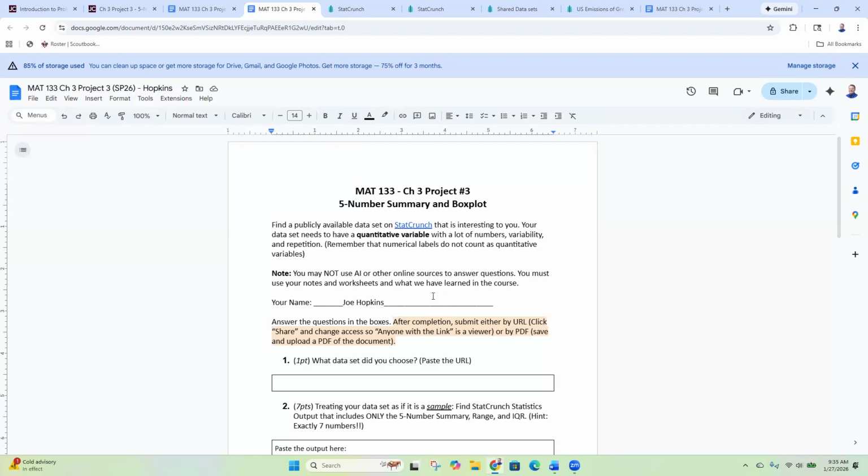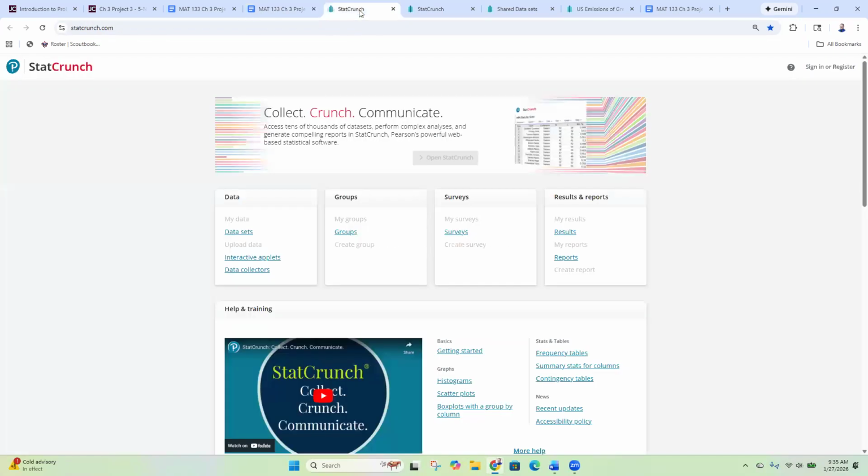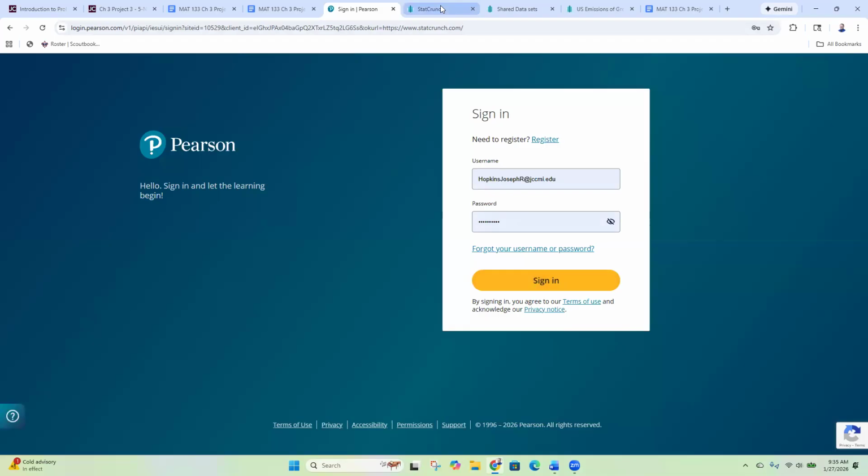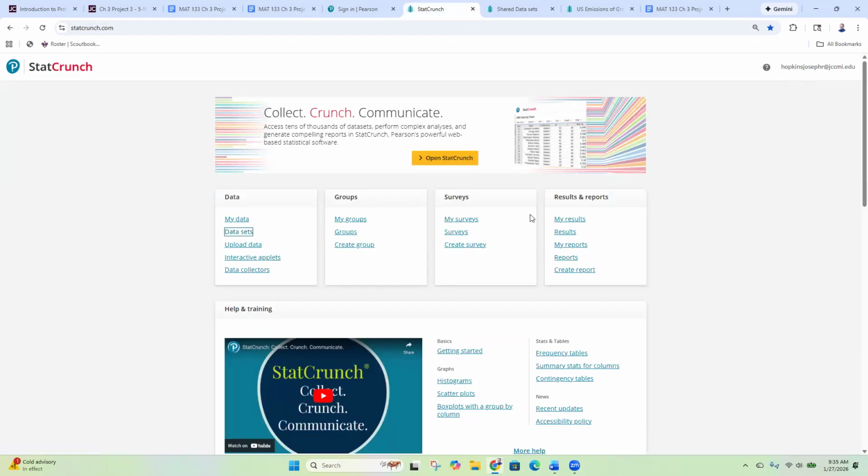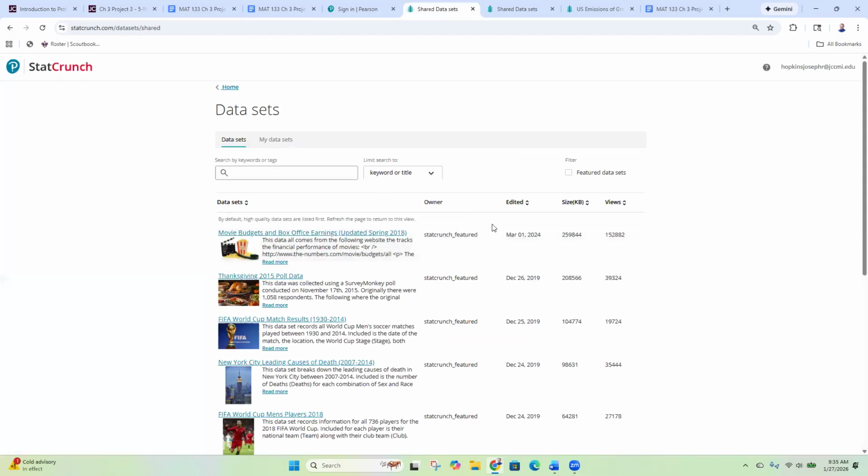So, okay. Let's go to StatCrunch.com. So type that in. In the upper right where it says sign in and register, you'll want to click on that and then sign in with your Pearson username and password. Once you've done that, it's going to bring you here, and we're going to click on data sets over here on the left. Okay. And just like before, there's lots of data sets here that you can use. We just need one that is quantitative and it needs to be something that you're interested in. Yes, you can use the same one that you've used for the other two projects if you want.